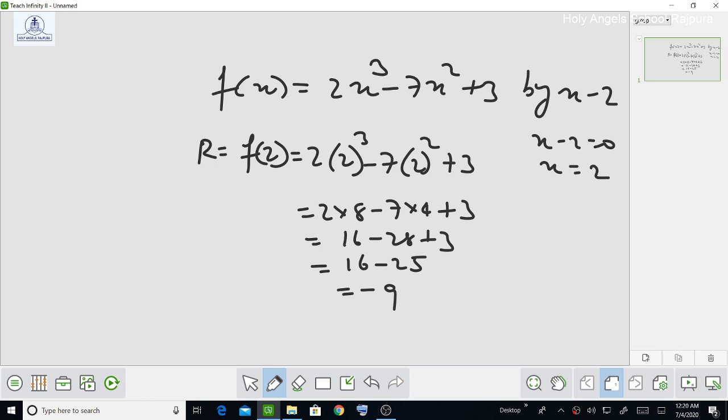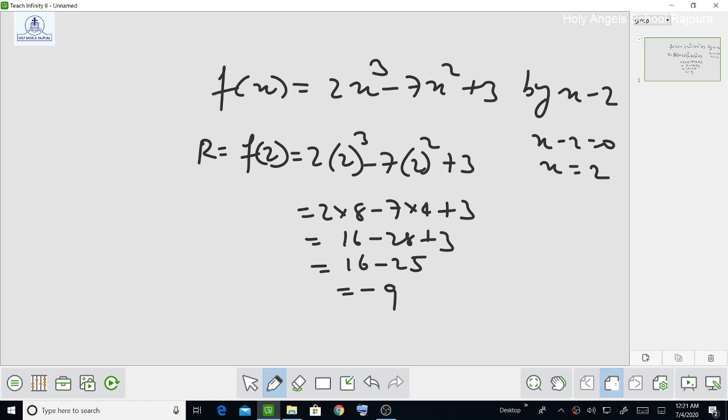So this is the simple method of finding out the remainder when a given polynomial is divided by another factor. So you can check the answer by doing actual division. There also we get the remainder minus 9.